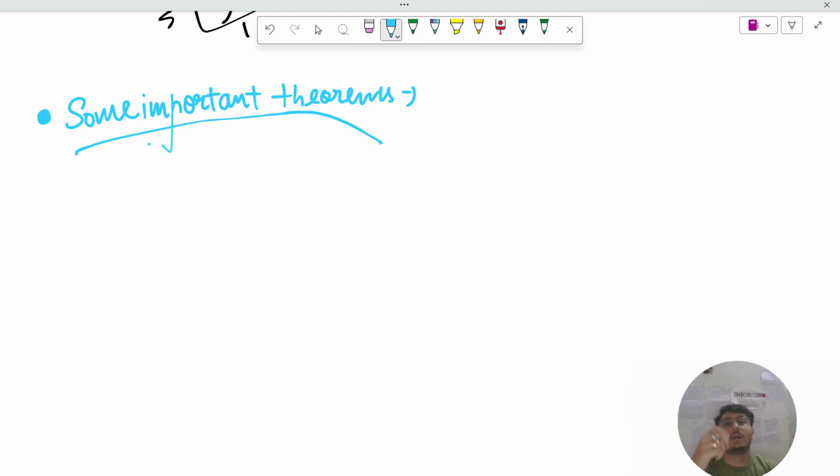Yeah. So Euler's totient function is my first important theorem. Euler's totient function.